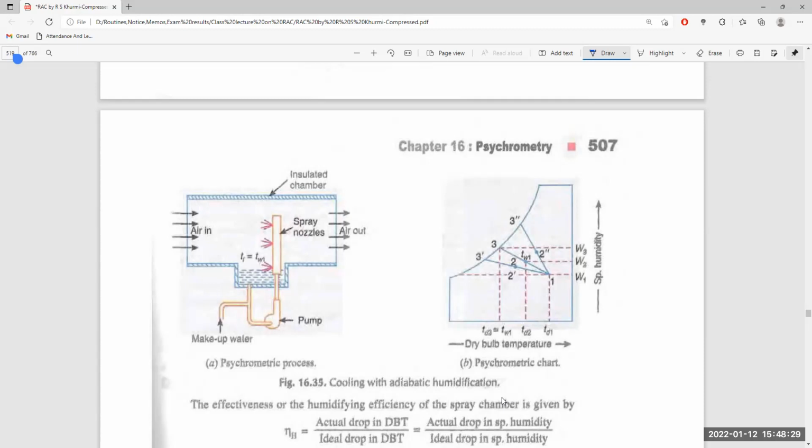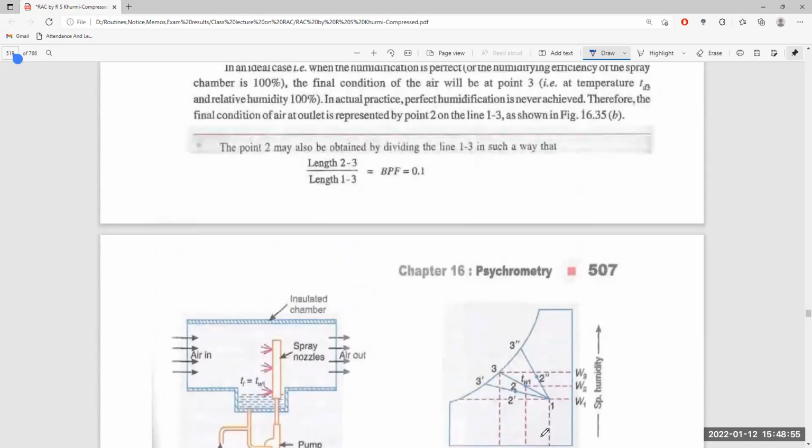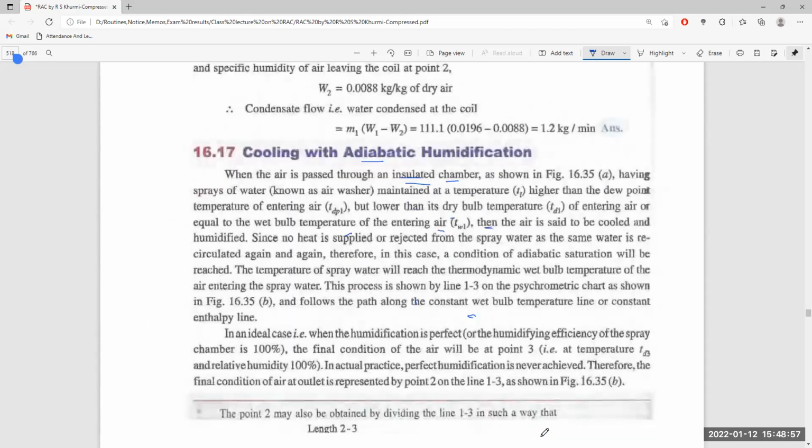This is a continuous process: the same water is drawn and sprayed, collected, and drawn and sprayed again. If there is any loss of water, since a portion of the water is absorbed by the air and leaves with it, you have to supply make-up water to a certain extent. This whole setup is supposed to be insulated, so there should not be any heat transfer.